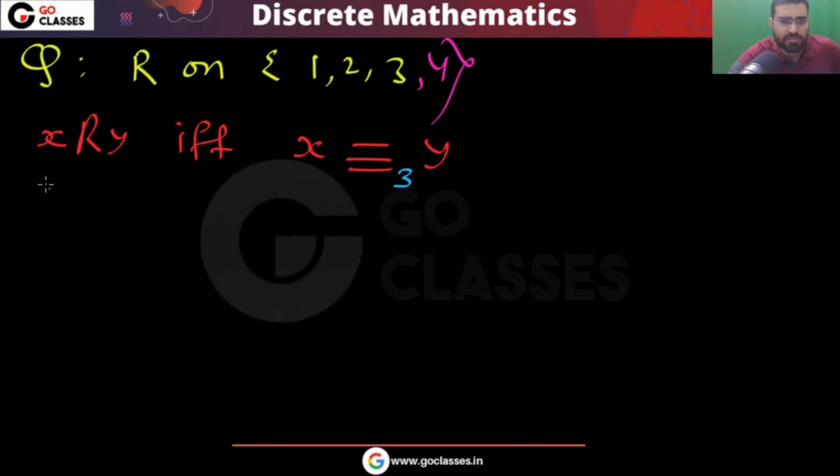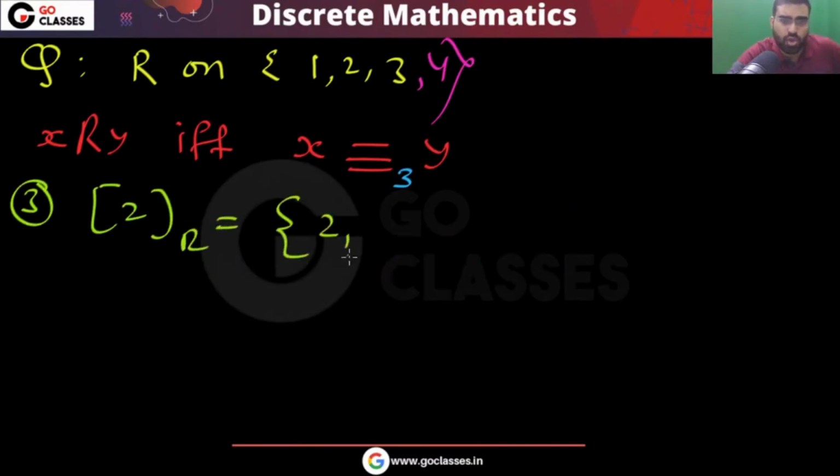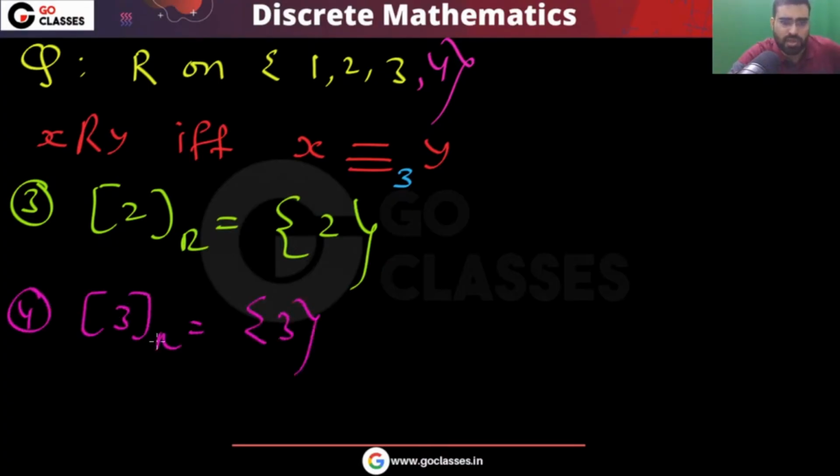For example, in this, you tell me the equivalence class of 2. What is the equivalence class of 2? So 2 is related to 2 only. That's it. So the equivalence class of 2 will be 2 only. And what is the equivalence class of 3? The equivalence class of 3 will be only 3.